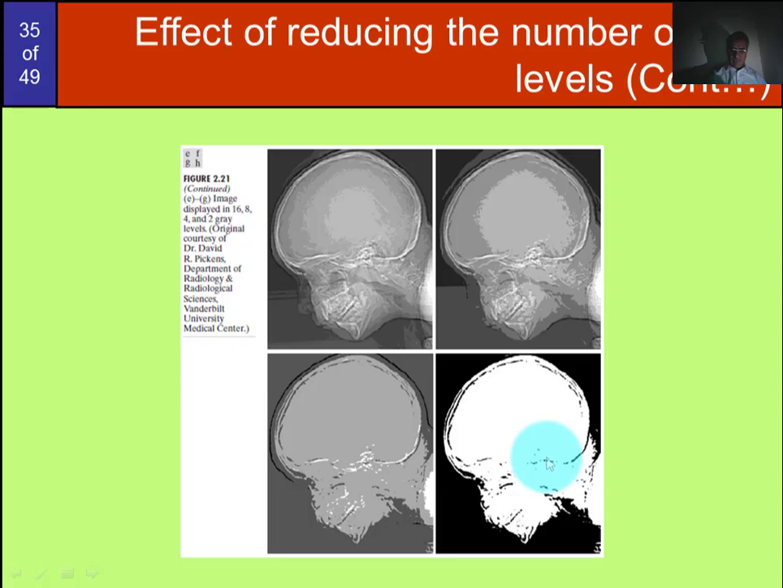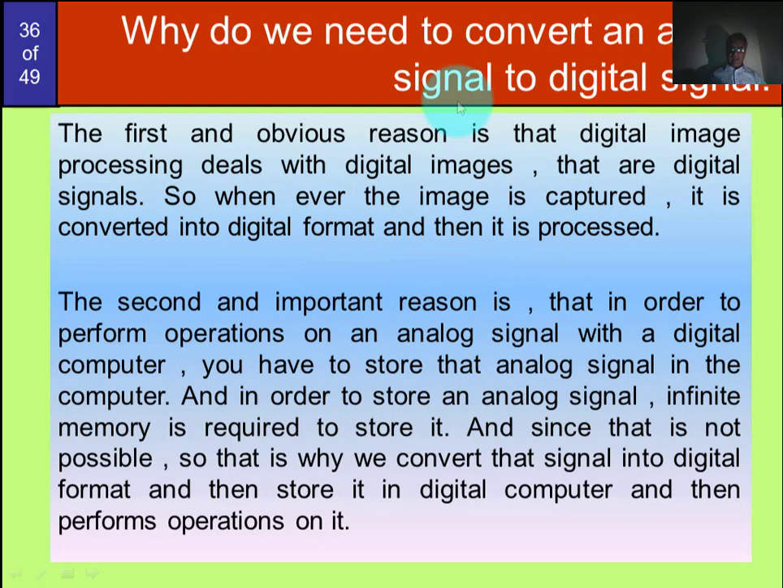Why do we need to convert an analog signal to a digital signal, or a continuous image to a digital image? The first and obvious reason is that digital image processing deals with digital images. Our course name is digital image processing, so it does not deal with continuous images, it deals with digital images, which are also called digital signals. Whenever we capture an image from the original scene, like outdoor shooting, it is converted into digital format by the digital camera, and then digital image processing operations are performed on that digital image.